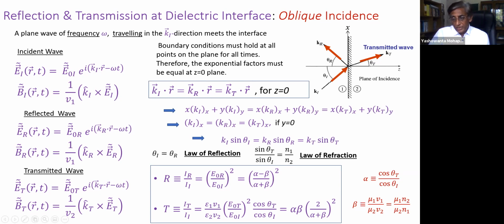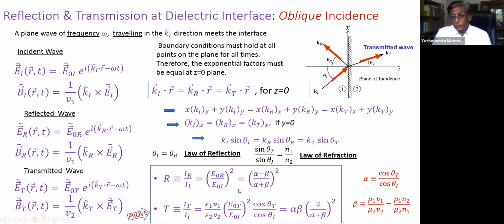And beta, instead of being a simple ratio of n2 by n1, which it reduces to if you take mu1 equal to mu2. If the two dielectrics have the same mu, which is likely, almost equal to mu naught, then beta is the ratio of the refractive indices, and alpha is the ratio of the cosines of the transmitted angle and the incident angle. You can obtain this very easily, so please prove this.